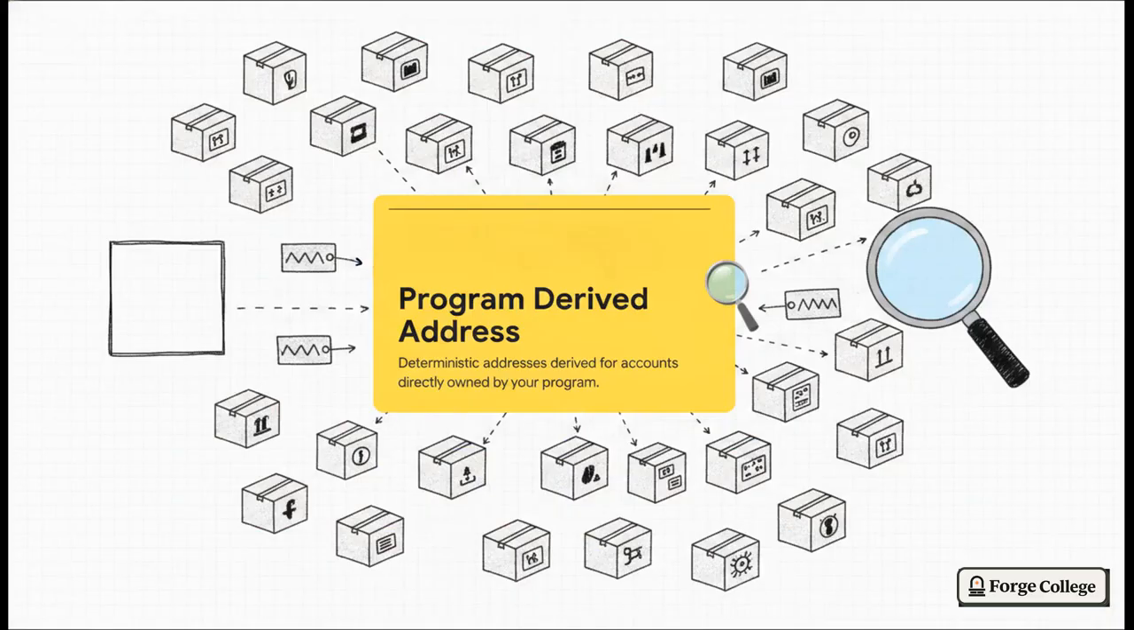To manage all these boxes efficiently, we use PDAs, or program-derived addresses. Think of PDAs as these clever, deterministic labels we print for our boxes based on mathematical formulas. They're a real game changer because they allow us to predictably find any box at any time without needing to maintain a massive, slow, centralized index.